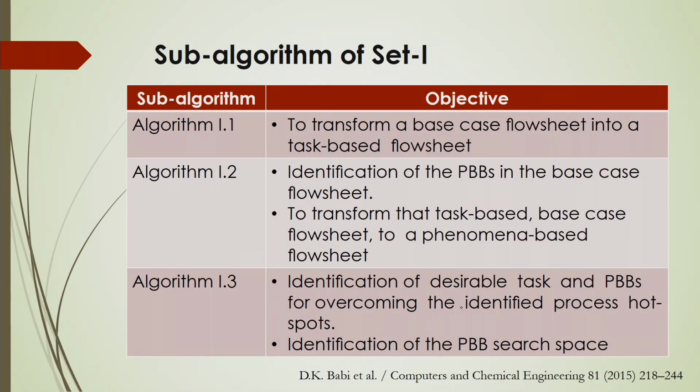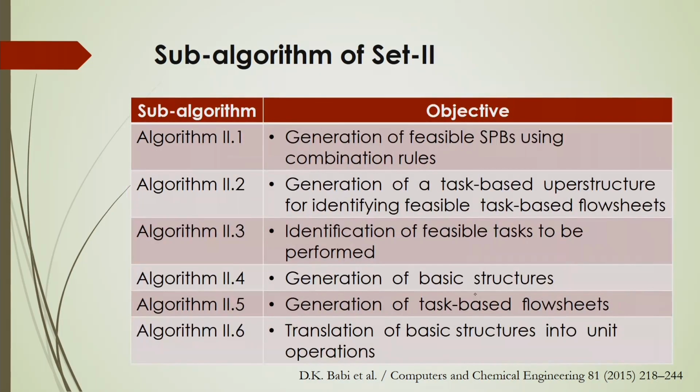Under algorithm 1.3 of set 1, the main objective is to identify the desirable task and phenomena-based building blocks for overcoming the identified process hotspots. In that case you also have to search the phenomena-based building blocks search space. So, this is to be remembered.